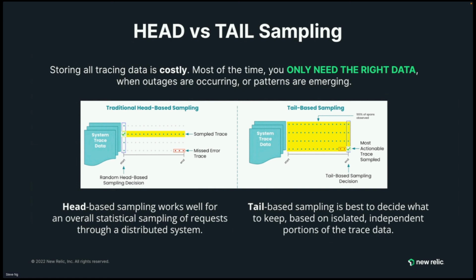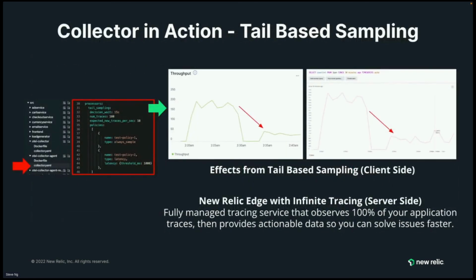So with OpenTelemetry, we're going to do tail-based sampling. It means we only want to collect based on the attributes. And when tail-based sampling is done right, you will see the effect of it, and you can see how it flows. Here, you can either use the New Relic OpenTelemetry collector on the client side, or you can use New Relic Edge with Infinite Tracing, which is managed tail-based tracing on the back-end side. So it's really up to you, but I just want you to understand the difference between both of them, okay?